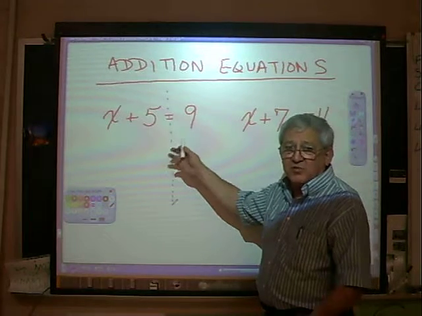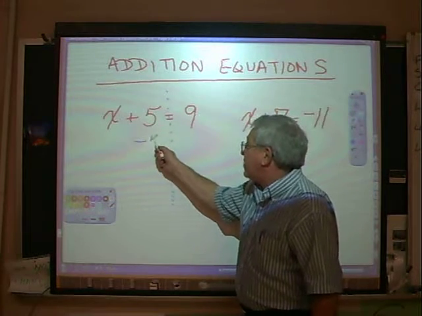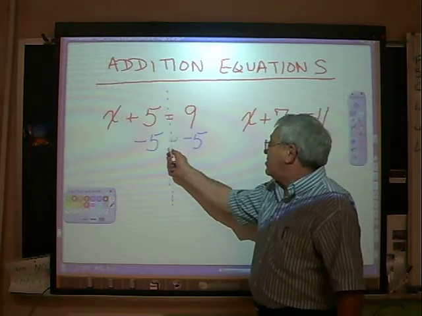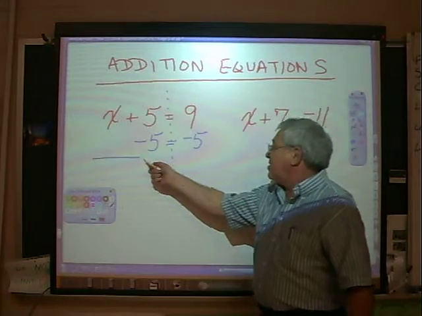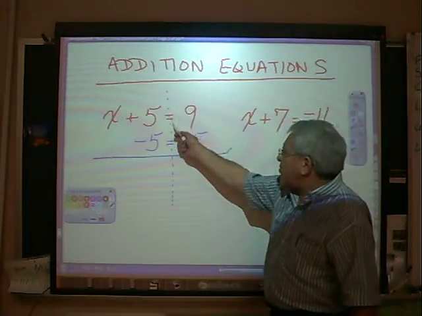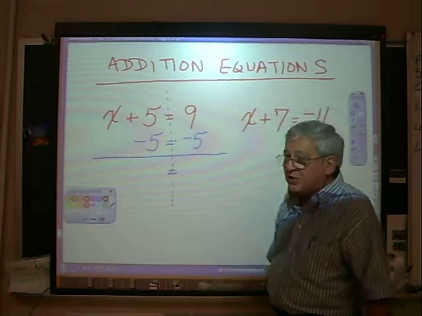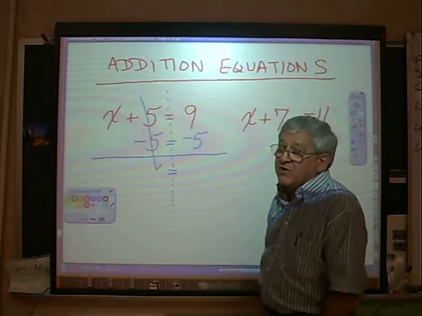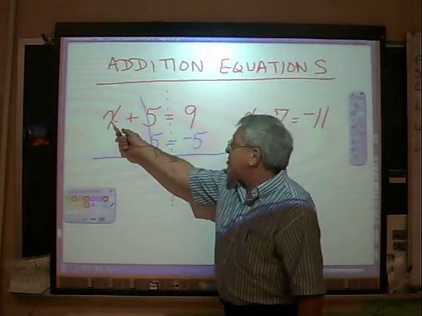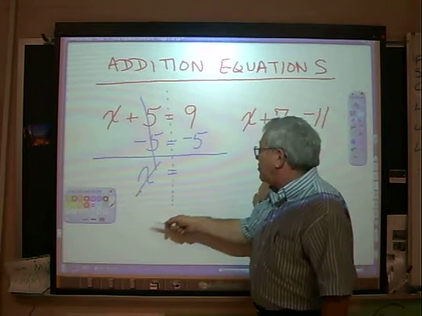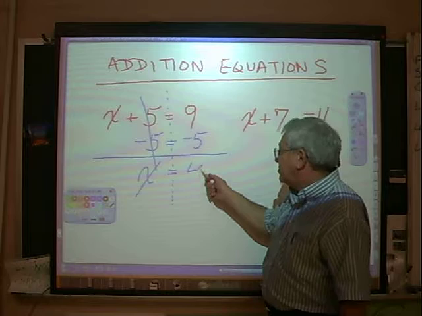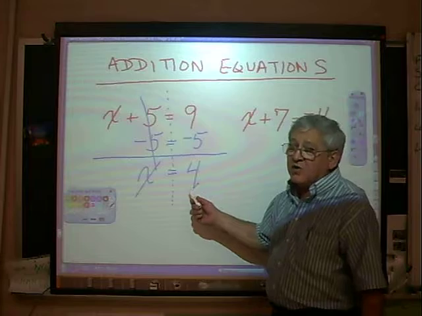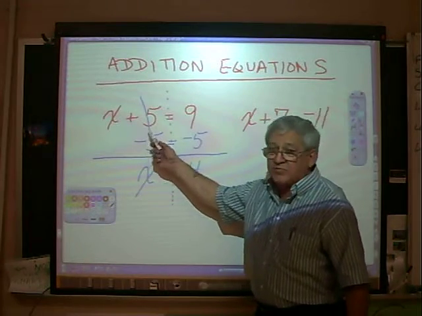If this were a balance scale, if I subtracted 5 from the left side, I'd have to subtract 5 from the right side. Negative 5 equals negative 5. Here's my line. I bring my equal sign right down. I always line up the equal signs. 5 minus 5, of course, cancels out as nothing. That's why I picked that, to get rid of it. And what I'm left with is x. And on the right side, 9 minus 5 is, well, 4. Now I've solved the equation rather than just guessed and checked at it. But I can check my work. If x is 4, 4 plus 5 is 9.